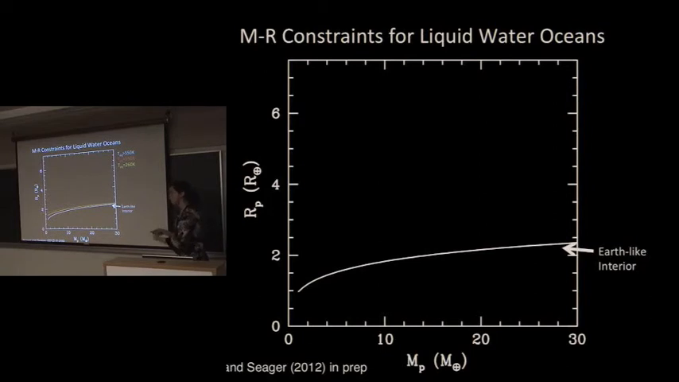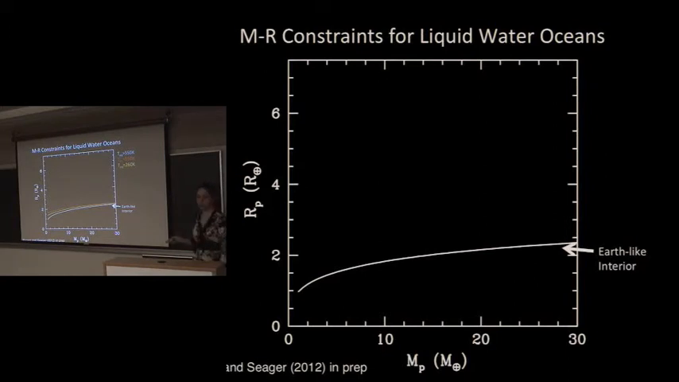So essentially, I've marginalized over the range of interior temperatures and of the range of plausible energy budgets from the previous diagrams that I showed. So this is an upper limit on the radii of planets with liquid water oceans surrounding an Earth-like rocky core.